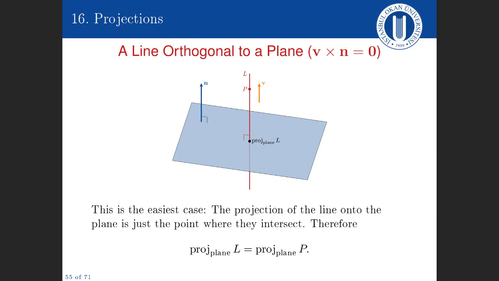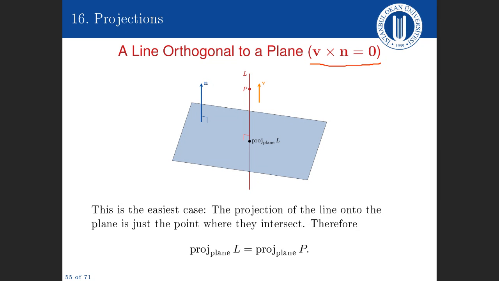First, let's think about what we do if we have a line which is orthogonal to the plane. That's the same as saying that the vector v is parallel to the vector n. How can we check if two vectors are parallel? We can calculate their cross product. If their cross product is the zero vector, then we know that they're parallel. This is the easiest case.